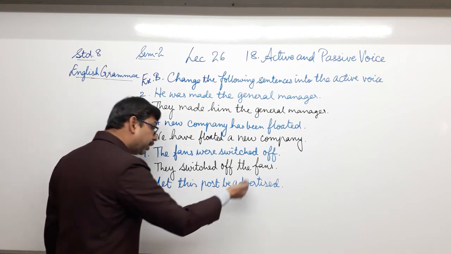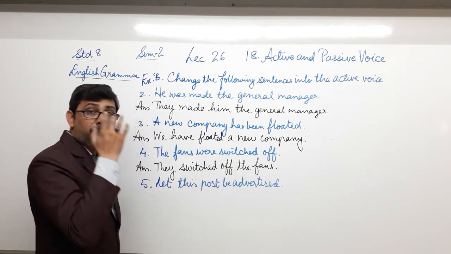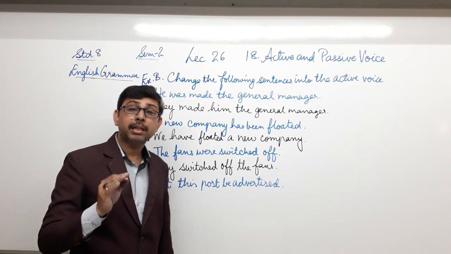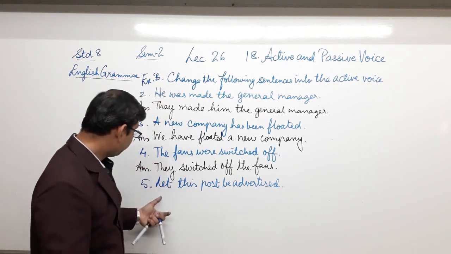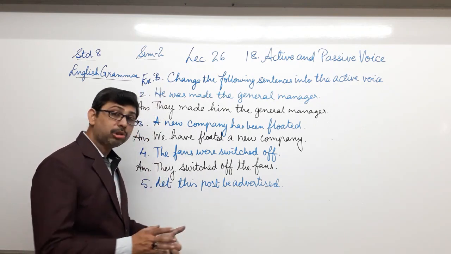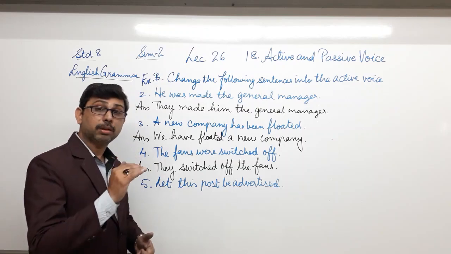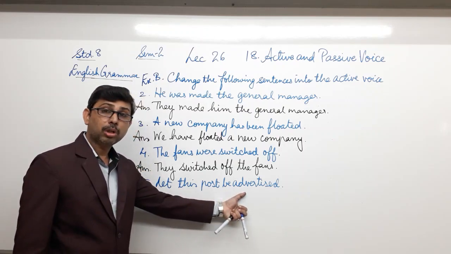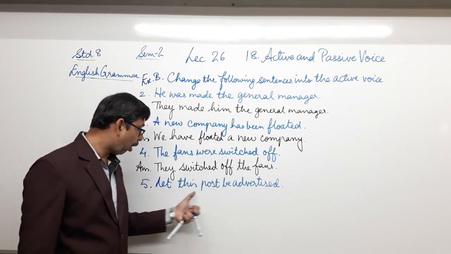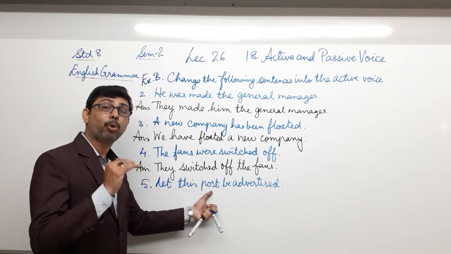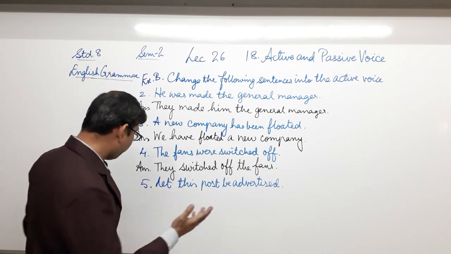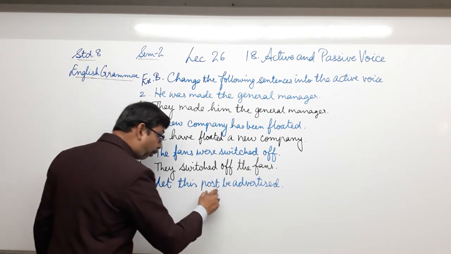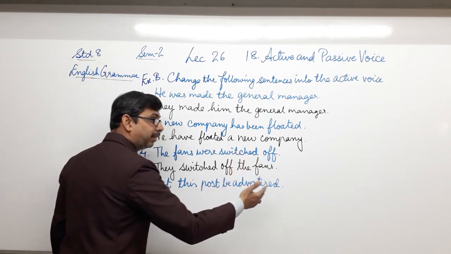So, when you change it into its active voice, we will be requiring an imperative sentence giving a command. So, what is being said? Let this post. Here, post refers to a position. So, an advertisement is supposed to be given in the newspaper or some periodical about that particular position or post in the office or company or whatever it is. So, let this post be advertised.